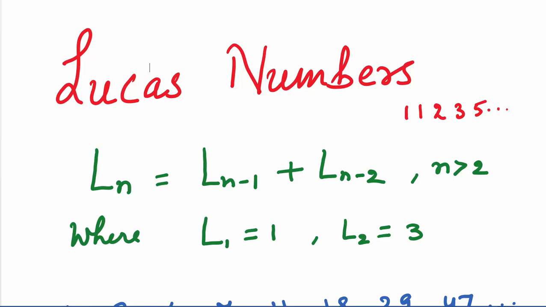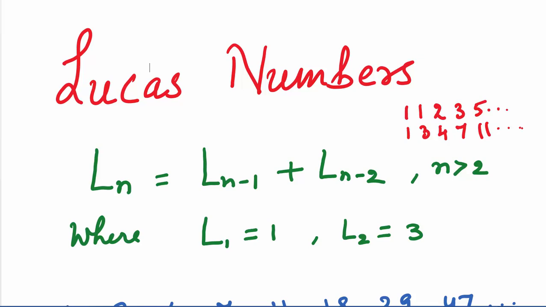Now, if you change the starting values, the initial values, and we start with 1 and 3 and add them, we will get 4. Add 4 to the previous value 3, you will get 7. Add 4 to 7, you will get 11. Now, what you get is the Lucas numbers.